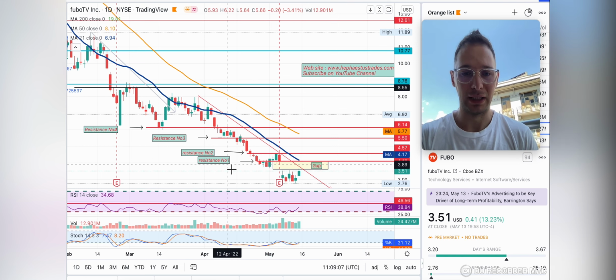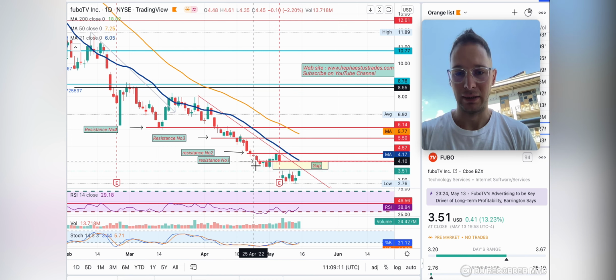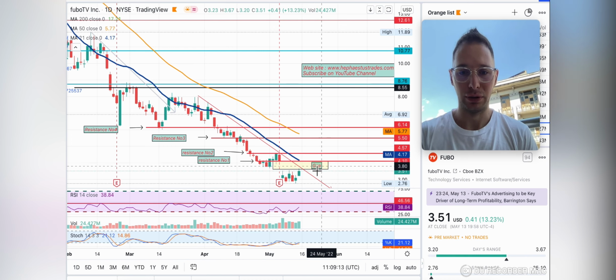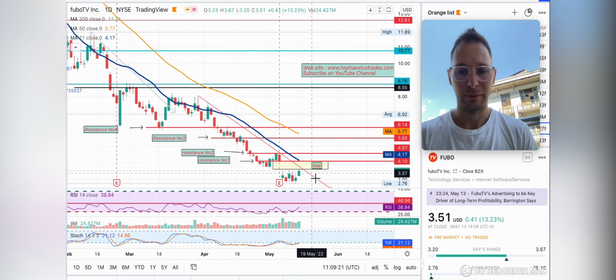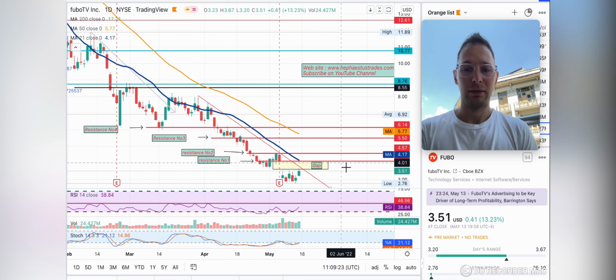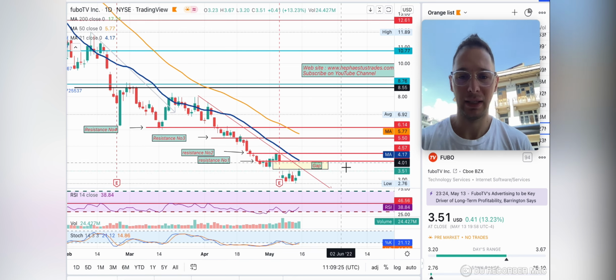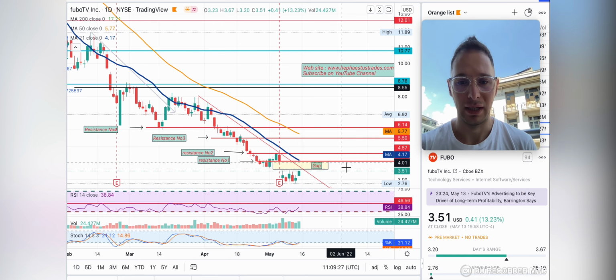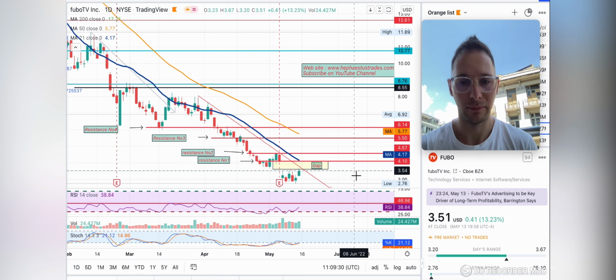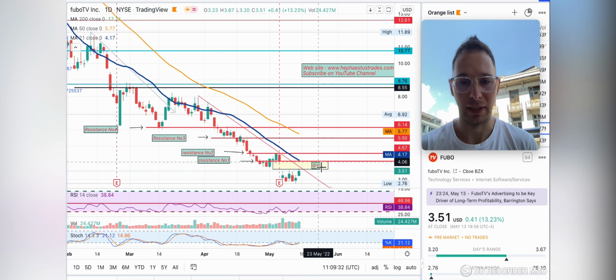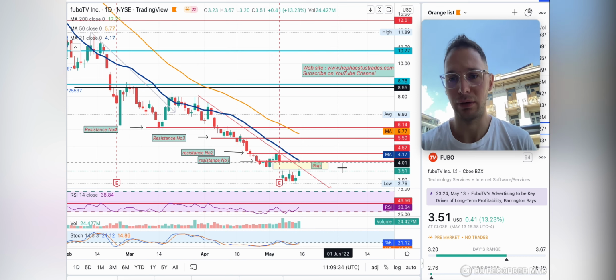Here is resistance number 1 at $4.10. Also in this territory is the 21-day moving average. Probably we will find the first resistance here for short-term trading, today or tomorrow, but surely this week.